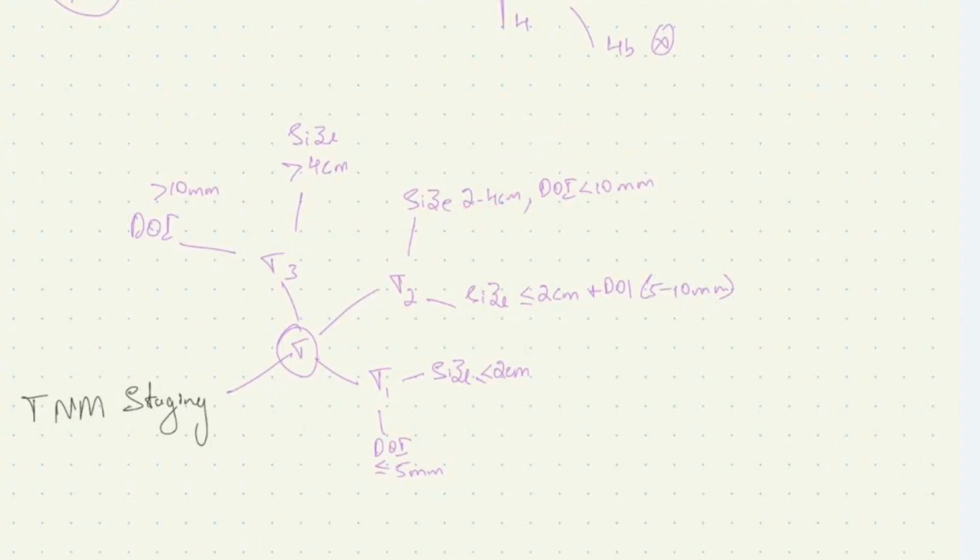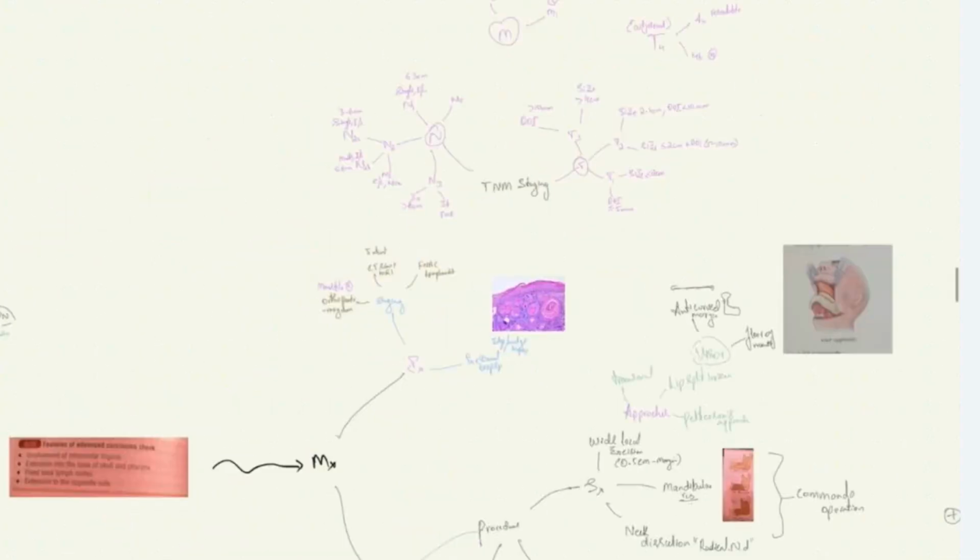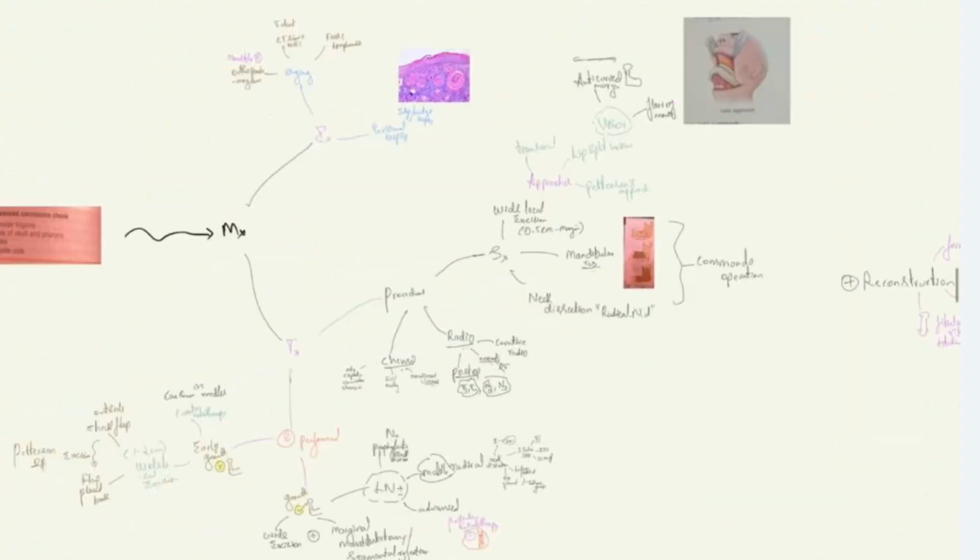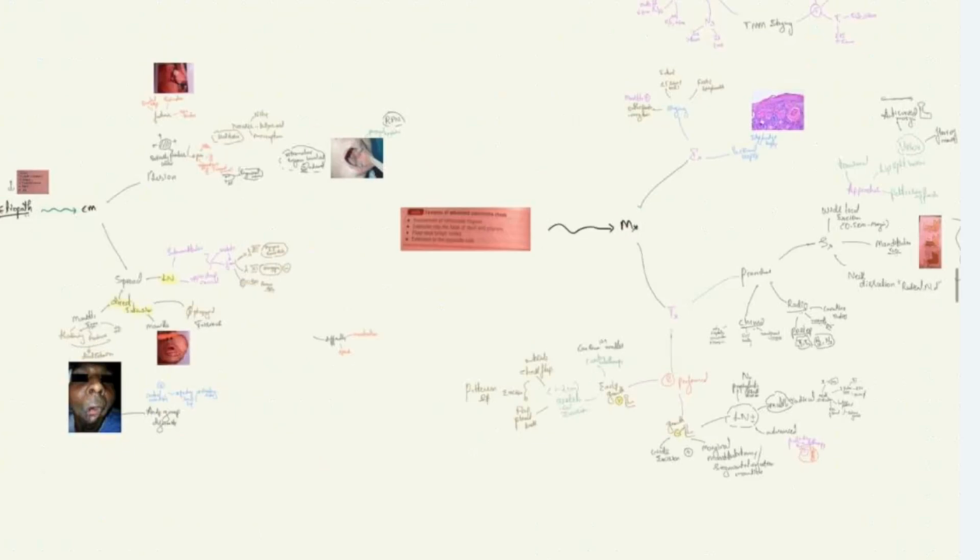The T3 disease is the tumor size more than 4 centimeter and depth of invasion more than 10 mm. Now, what is T4 disease? T4 disease is spread to adjacent structures, which we already saw. Spread to adjacent structures.